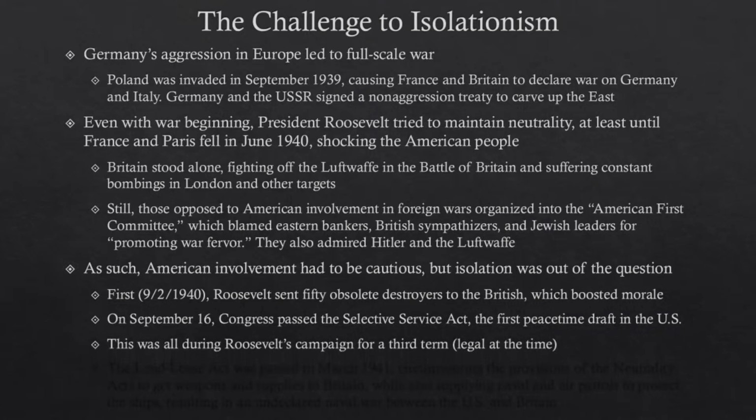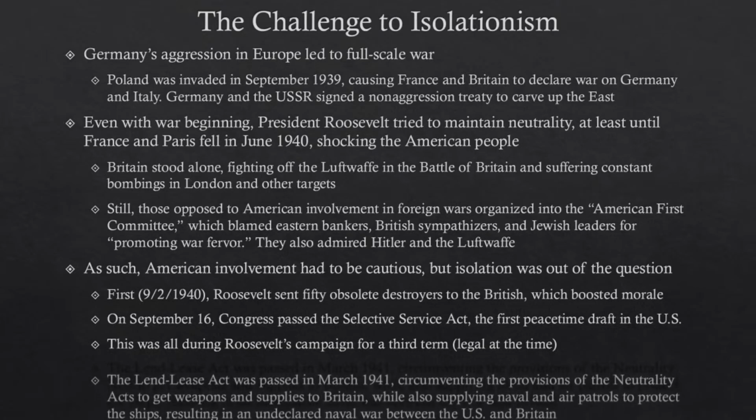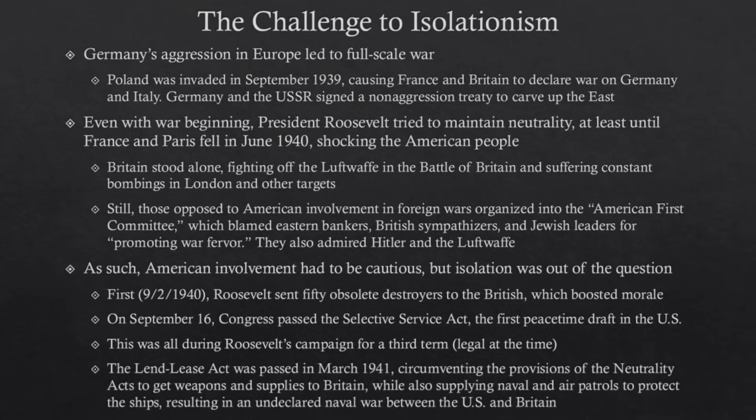So this was during the campaign for Roosevelt's third term, which was legal. That didn't change until after Roosevelt. And the big thing here was the Lend-Lease Act. This sent a lot of weapons and supplies to Britain, naval and air patrols to protect the ships. So this was an undeclared naval war between America and Germany.